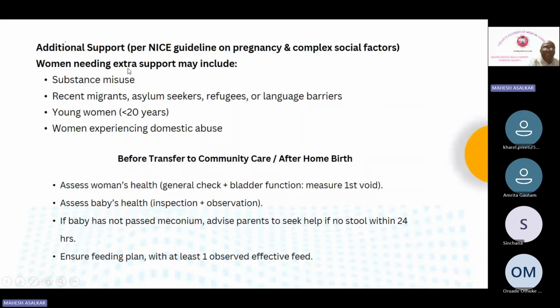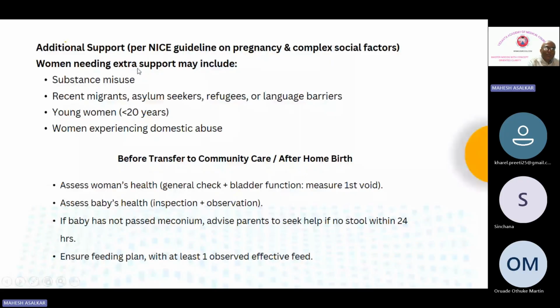Women needing extra support. So which women need extra support? Patients with substance misuse, recent migrants, asylum seekers, refugees, language barriers, young women less than 20 years, and women experiencing domestic abuse. Remember, these are the women, and you may get questions that the lady is an asylum seeker or refugee, and their mental health also, domestic abuse is also very common, domestic violence is also very common.